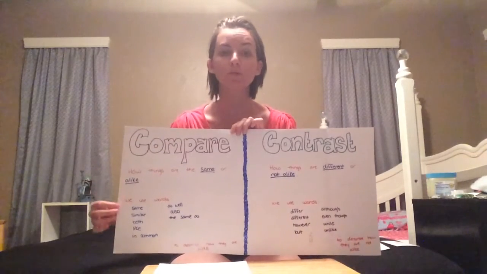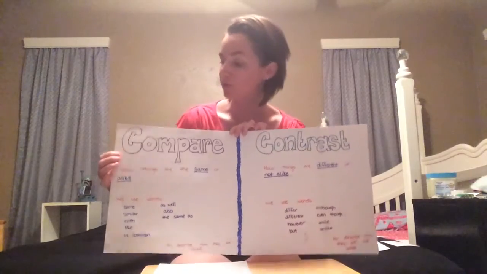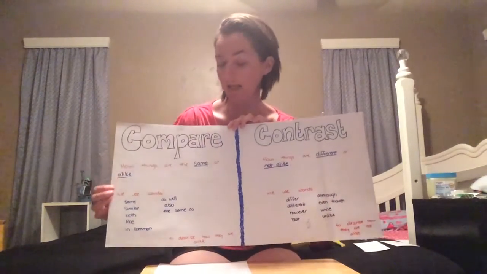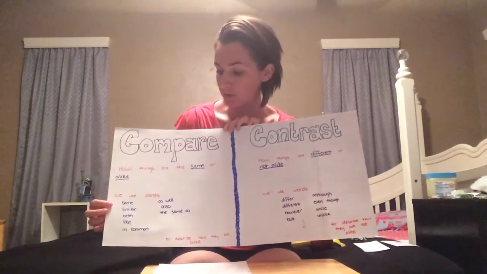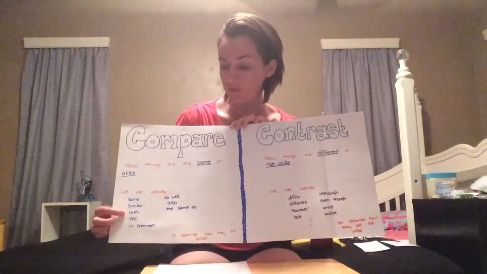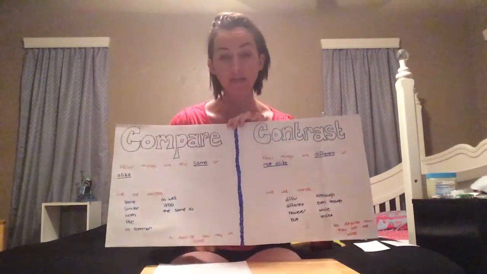And then underneath each word is a definition and then words we use to describe either compare or contrast. So for compare, my definition is how things are the same or alike. And the words we use are same, similar, both, like, in common, as well, also, and the same as, to describe how objects are alike.